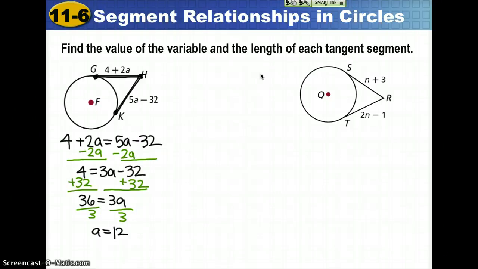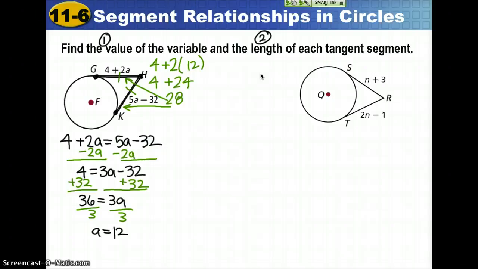To answer the second half of the question, we have to find the length of each tangent segment. They're the same, right? Here's what we know. We know that these two things are congruent. That means 4 plus 2 times a, 12. 4 plus 24, or a total of 28, is the length of GH, and it's also the length of HK. The length of each segment is 28.